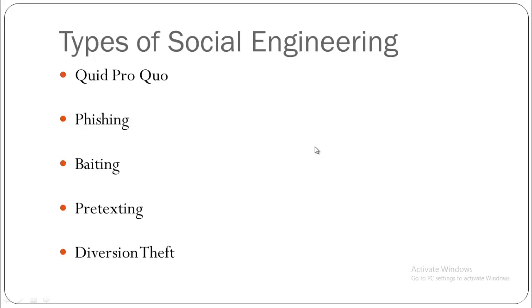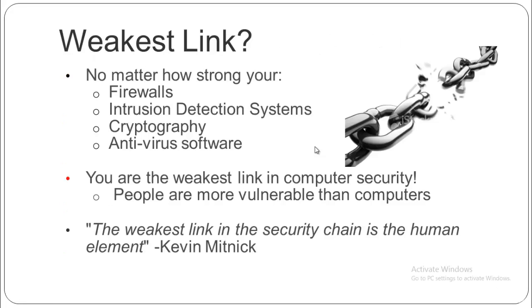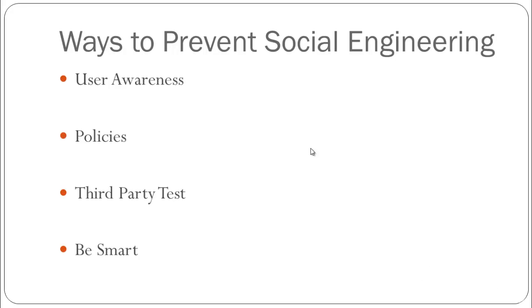In the previous tutorial, we took a look at different types of social engineering and how they are executed. The next thing would be to go ahead and prevent these things. There are different things you would want to know, but before that, you need to know that the weakest link in your organization is not your firewall, intrusion detection system, cryptography, or antivirus software. You are the weakest link in your computer security. People are mostly more vulnerable than computers, and that is a famous dialogue said by Kevin Mitnick. So I'll go ahead with the ways to prevent social engineering attacks.